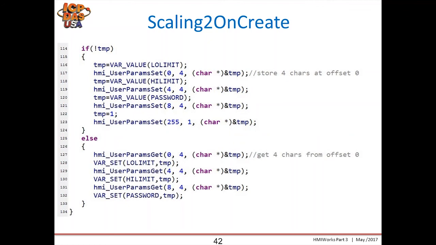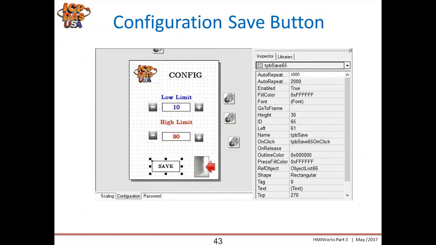With the value of tmp, we can check if it's 0 or 1. If it is 0, which means there's unused memory available, we can store the low limit value, high limit and password text to the memory, and we write a 1 to the position 255 so that in the future we can read back the value of 1. When we read a value of 1, we will read those values from memory and then set the text to the value being read. This way we can recover any settings the user has changed.